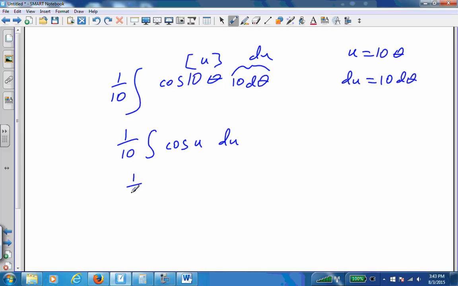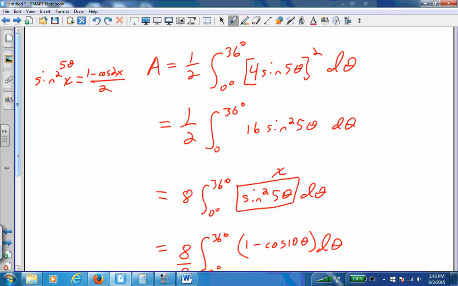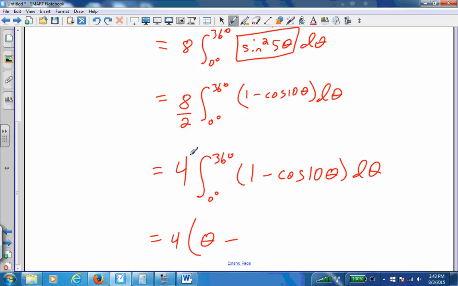So what does cosine integrate into? Sine of u, where u is 10 theta. So we have our 4 out front here. When we integrate 1, we pick up a theta. When we integrate cosine 10 theta, we get 1/10 sine 10 theta. And we're going to evaluate that from 0 degrees to 36 degrees.